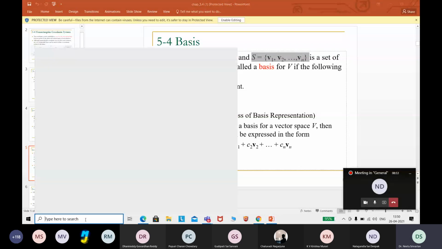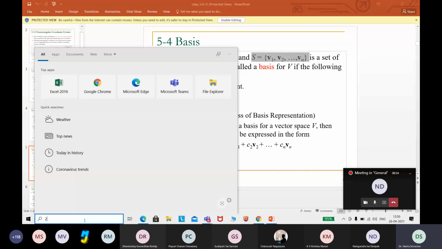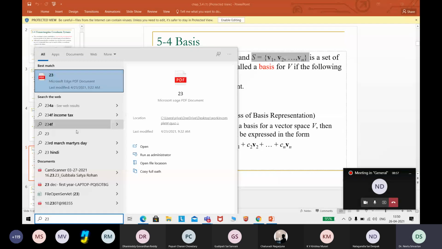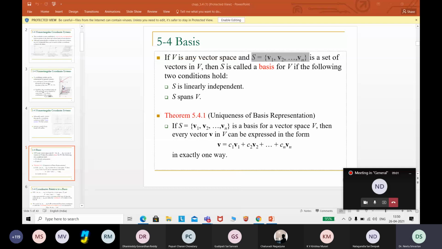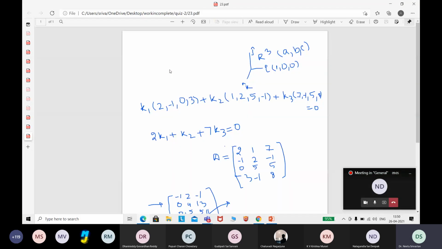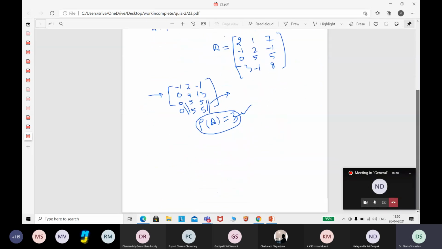I'll just open my board. Let me see if it is there. Yeah, it is there. I should create a PDF actually. Yeah, some pages are left.